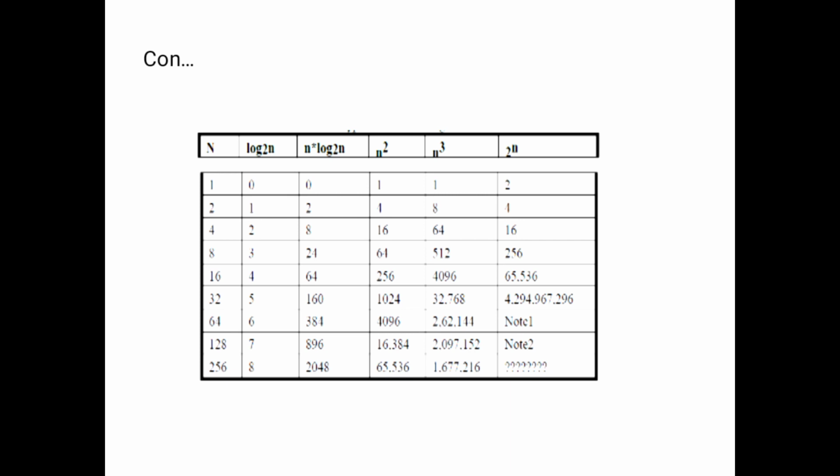Next, we take the n value as 2. The logarithm is 1. n into log n here is 2 into log 2, which means 2. If we take n as 4, log n is 2, and n log n is 8. Then we take n equal to 16. Log 2 of 16 means 4, so we get 4, and n into log n gives 64. n squared is 16 squared, which is 256. n cubed is 4096.